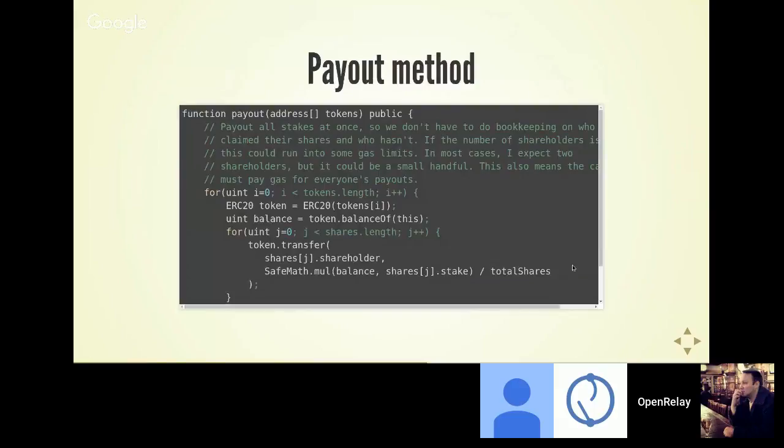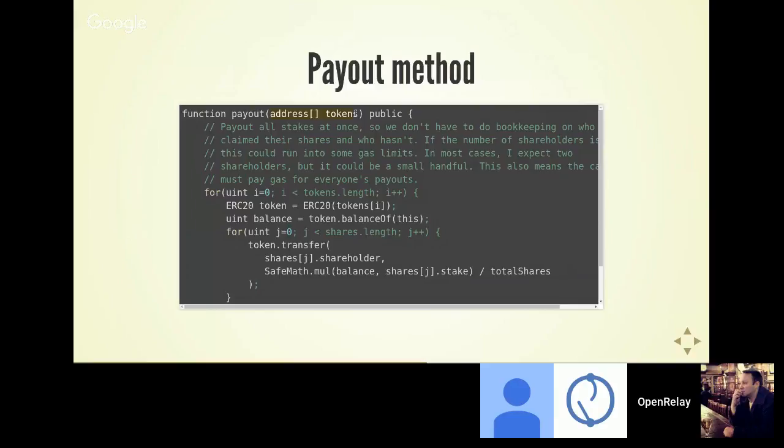So next we have our payout method. And as the comment notes, when somebody calls the payout function, they pass in a list of tokens. And we are going to pay out the entire balance for every one of those tokens to all of the shareholders every time that this payout function gets called.